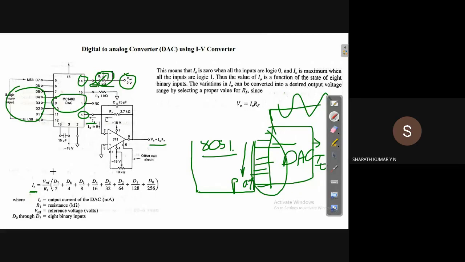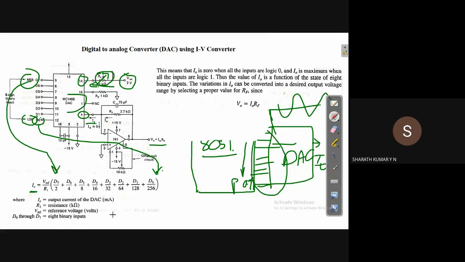Into the digital input. The digital input has a weightage. What is the weightage? MSB to LSB. LSB represents least significant bit and MSB represents most significant bit. Because of its weightage, you can observe that D0 is the LSB and D7 is the MSB.